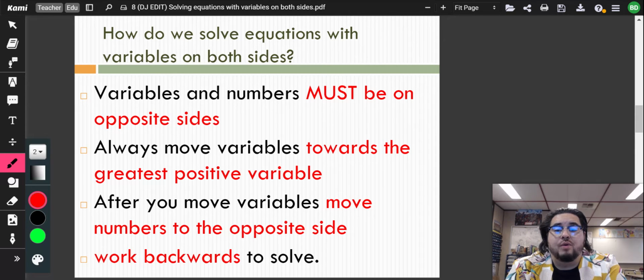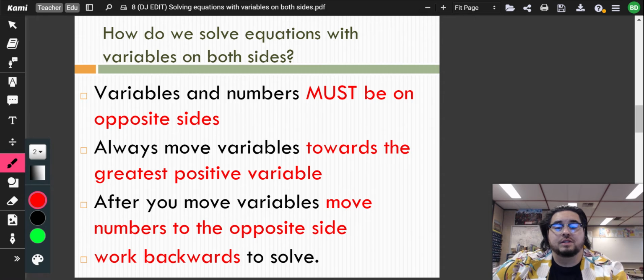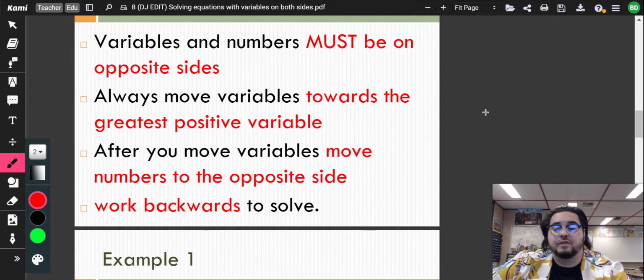That way, we're going to avoid having to do things like divide by a negative number. It just makes our lives a lot easier. Once you move the variables to one side, you're going to move your numbers to the opposite side, and then you work backwards to solve, just like any other solving equations problem. Let's look at our first example.